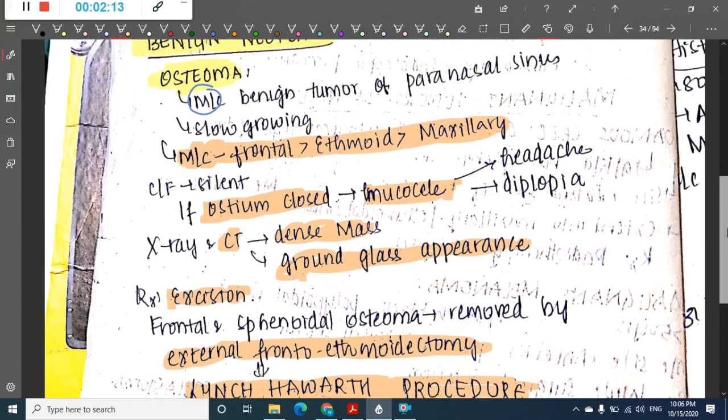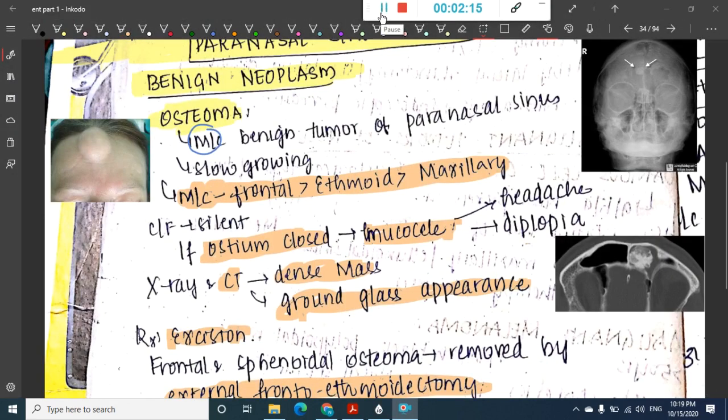So just let me show you the picture. These are the pictures. This is the picture of frontal sinus osteoma. Here in this X-ray you can see this part where there is osteoma. This is a CT scan. I'm sorry I didn't get the full picture, but this is the frontal sinus osteoma.